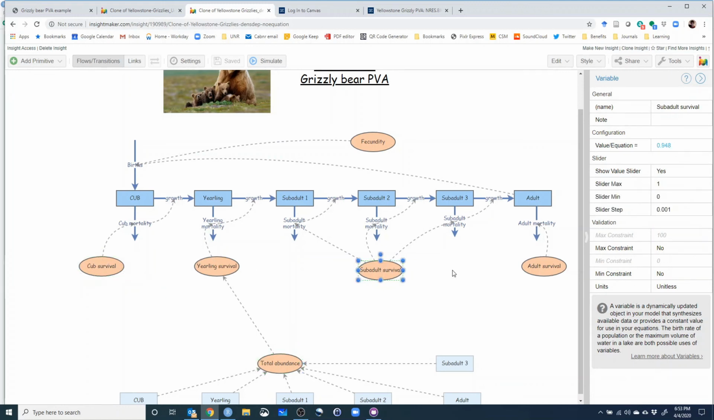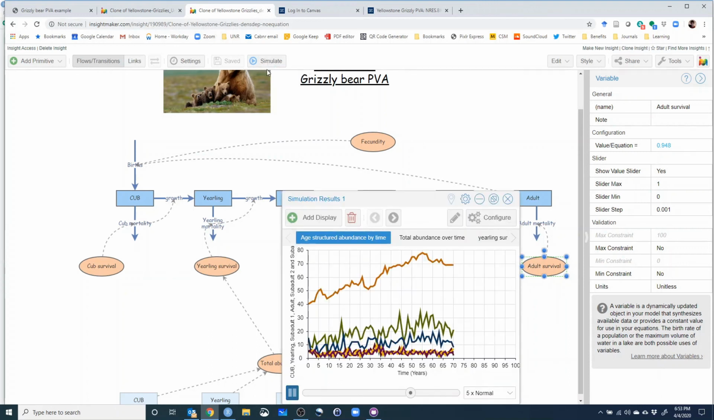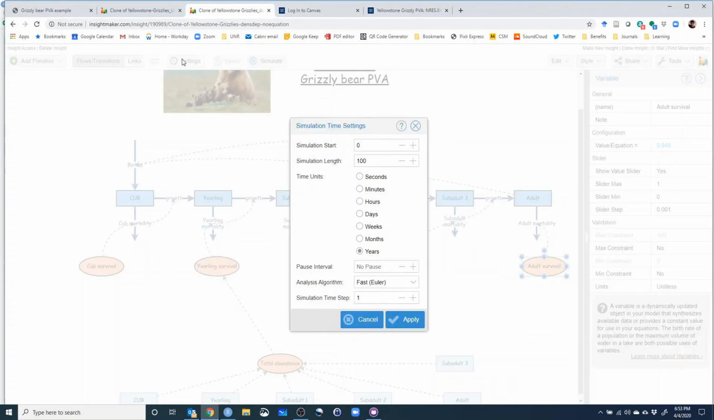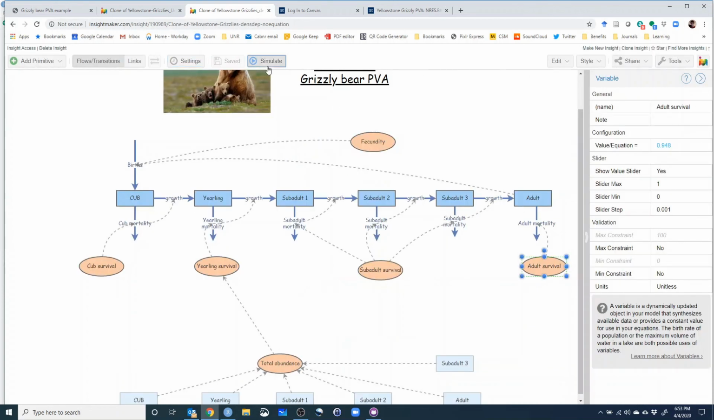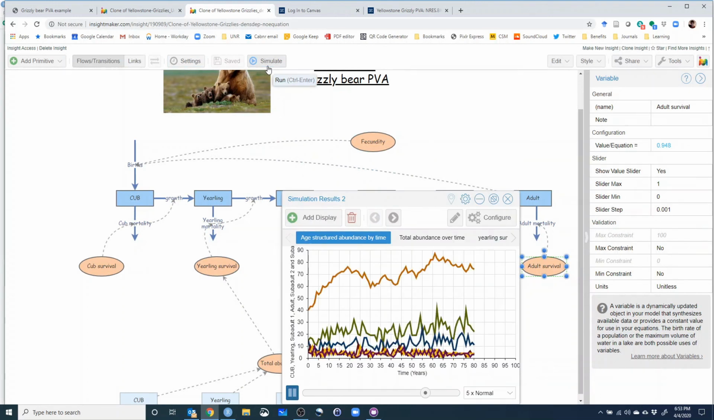And we've defined all the other variables based on the observed estimated survival rates and fecundities. And so we're ready to run the model. So we can simulate from this model. And there we go. Notice that I've now changed the settings so that the simulation length is now 100 years. So it runs for a whole 100 years.